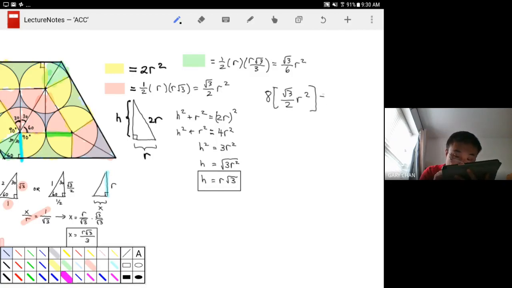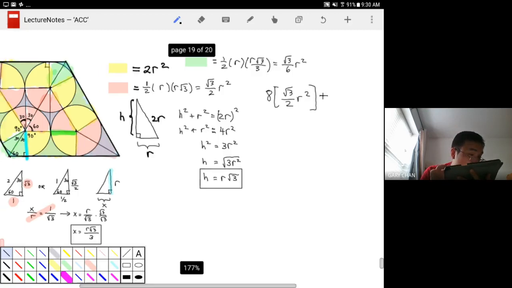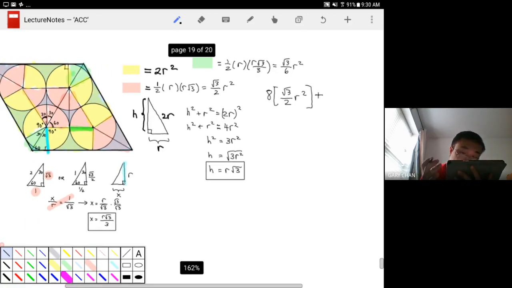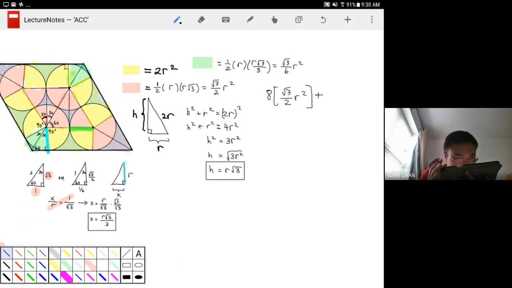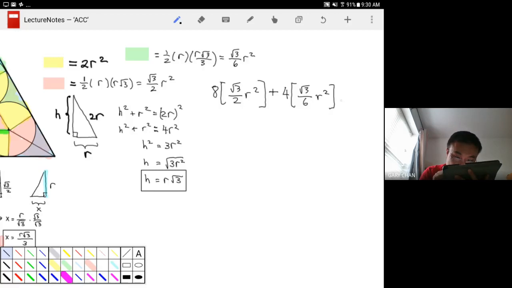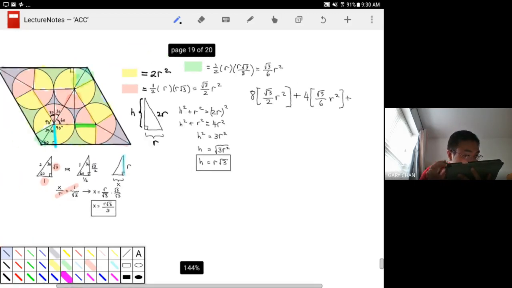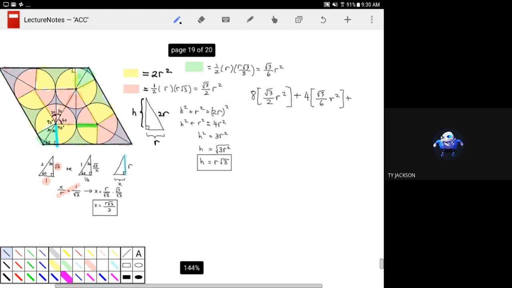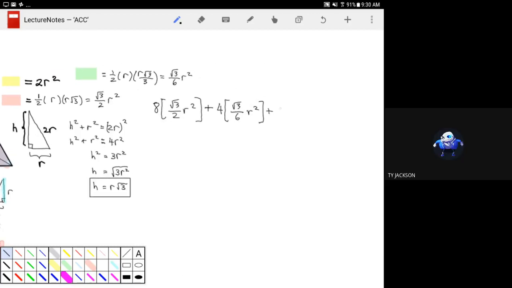What is the area in green, all the area in green? I have 4 of them. So 4 times radical 3 over 6 R squared. And how many yellows? I have 4 yellows. So it would be 8 R squared. That's right.